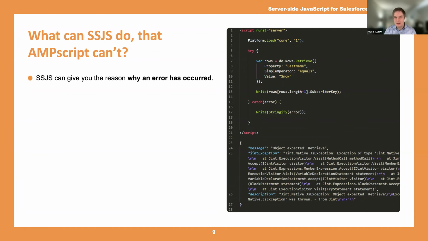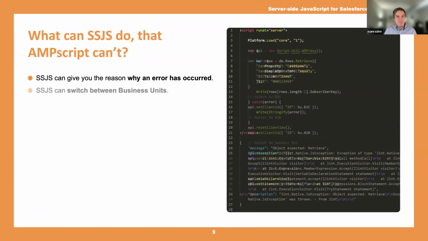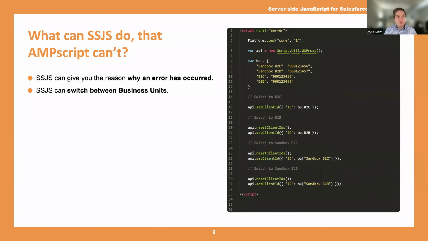So that is it. Now, server-side JavaScript can also switch business units. This is specific to WebSocketProxy. I will explain what WebSocketProxy is next. It's one of what I call libraries in server-side JavaScript. Basically, if you provide it with the ID of your business unit, you can switch virtually to that business unit in your code and make requests in that particular business unit.